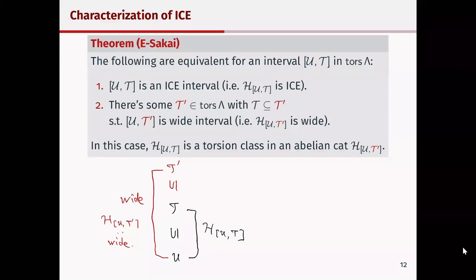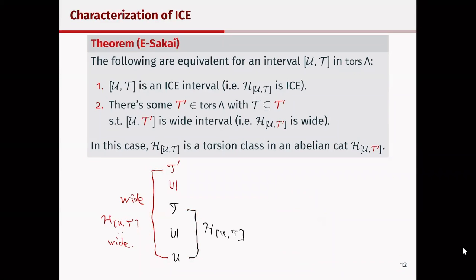Since HUT prime is a wide subcategory, it's an abelian category. So we can speak of torsion classes in HUT prime. In this situation, this subcategory is a torsion class of this abelian category. And it looks similar: if we have this interval from 0 to T, then we obtain torsion class T. So a similar thing happens.